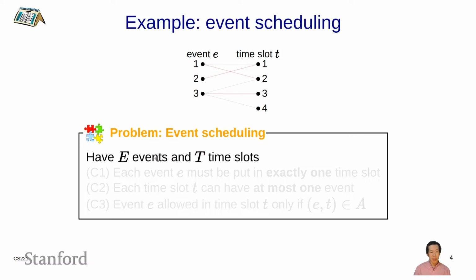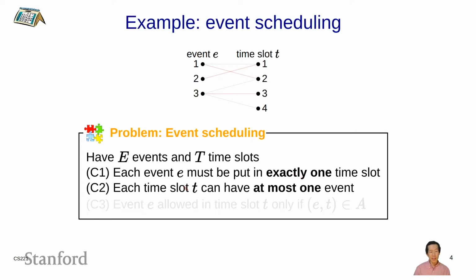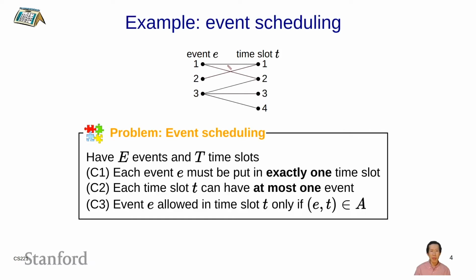So we have 3 conditions here. The first condition is that each event must be put in exactly 1 time slot. Condition 2 says that each time slot can have at most 1 event, so you can't double book 2 events into 1 time slot. And then condition 3 says that event e is allowed in time slot t only if this pair exists in a set of allowed pairs. So I can visualize A as a set of edges between the events and the time slots.